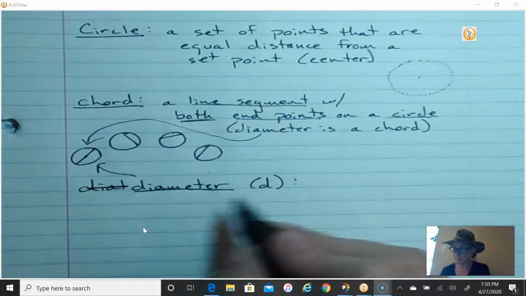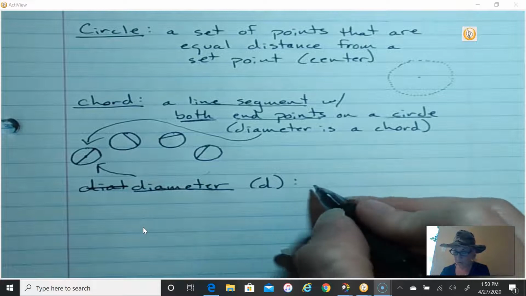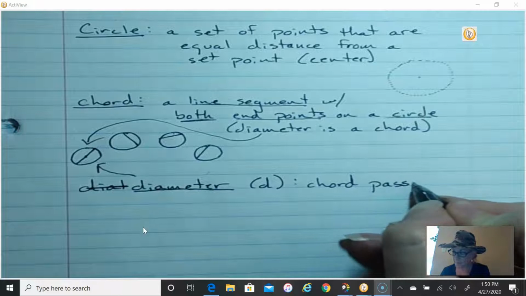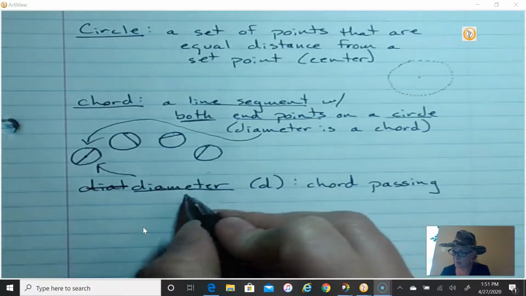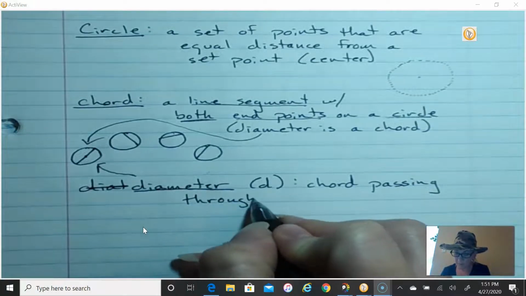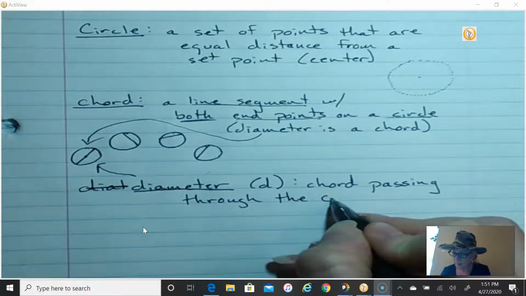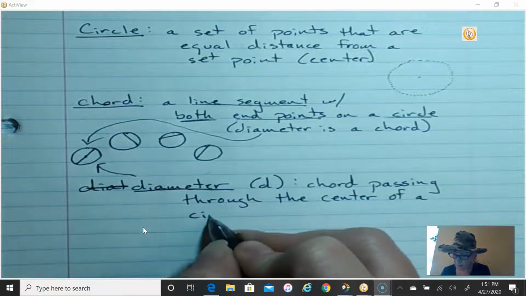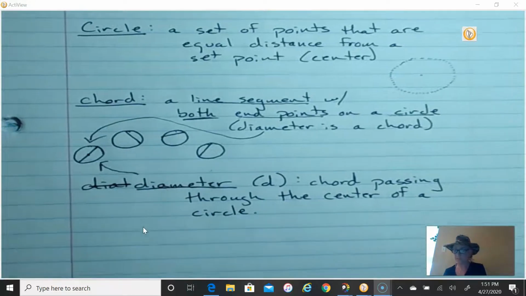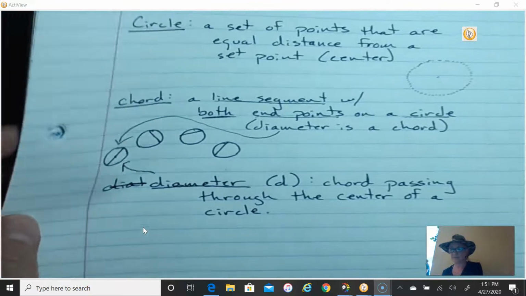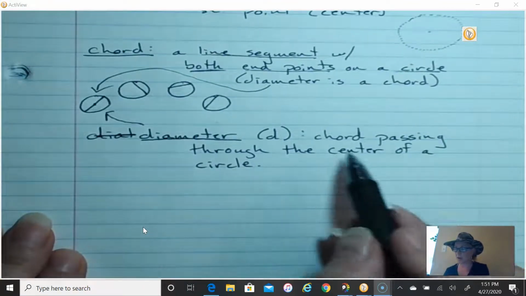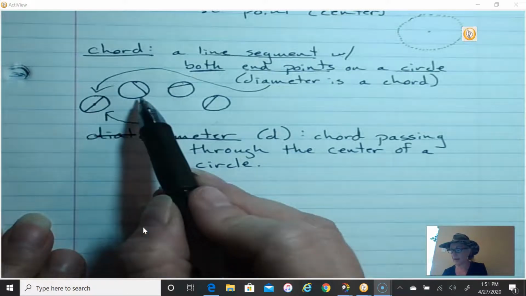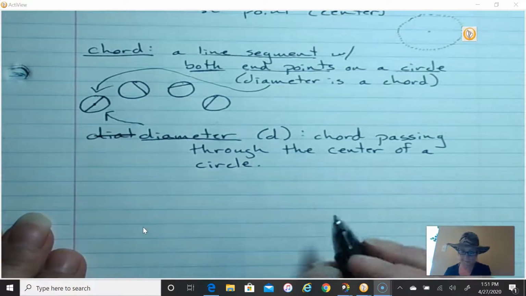So the definition for diameter: it's a chord passing through the center of a circle. Diameter is a chord that's passing through the center of the circle. It cannot be these, it's only this one.